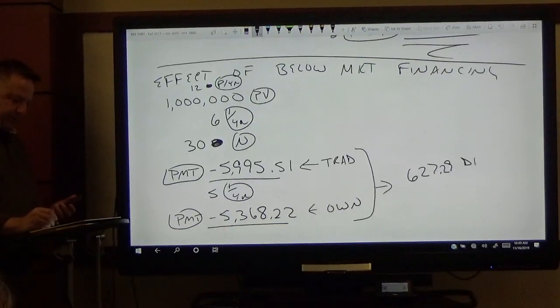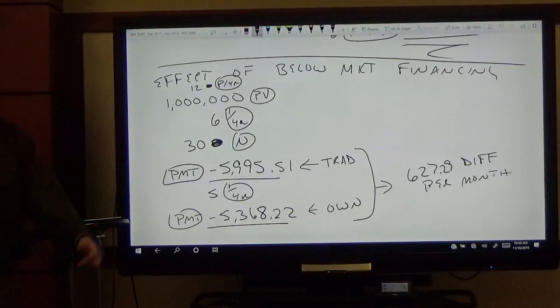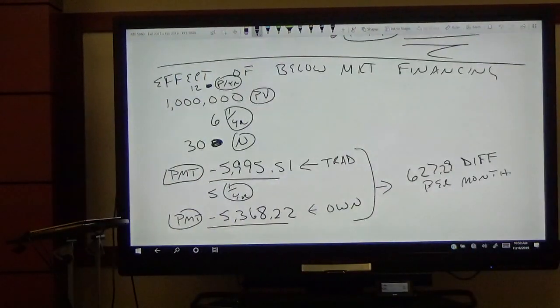$627.29 difference per month. So basically, by financing with me, they would save $627 a month as a monthly payment. Does that make sense, yes or no? Yep. Okay, is everybody kosher with that? Yep.